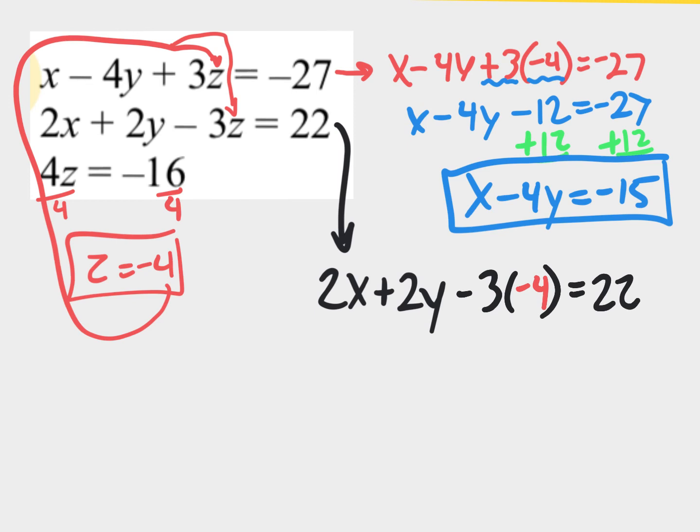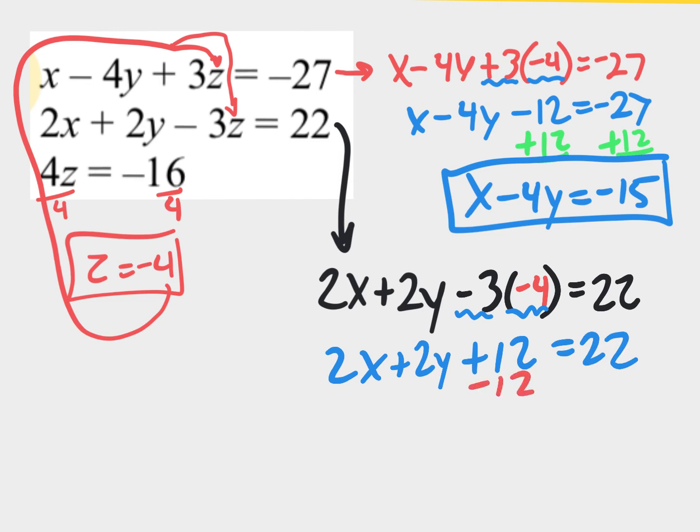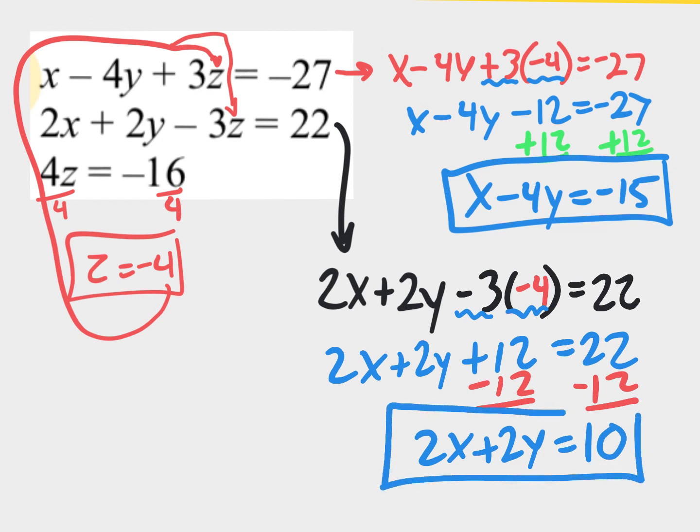Now this equation's ugly. I need to make it look nicer. I need to clean it up. What do I mean by that? Negative 3 times negative 4, that's positive 12. Bring down the 2x plus the 2y. Bring down the equal sign of the 22. Now let's get the x and the y by itself. We're going to subtract 12, subtract 12. We now have 2x plus 2y equals 10. And now we have a two-variable equation. You could call this one up here new equation 1 if you want to. New equation 2. And again, the beauty is that we have both x's and y's and x's and y's.